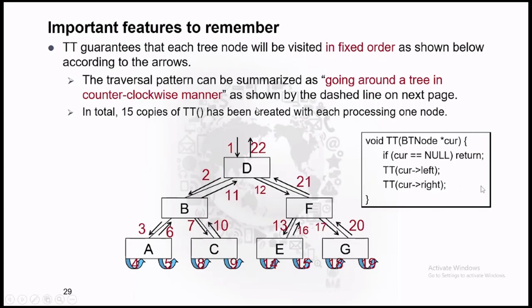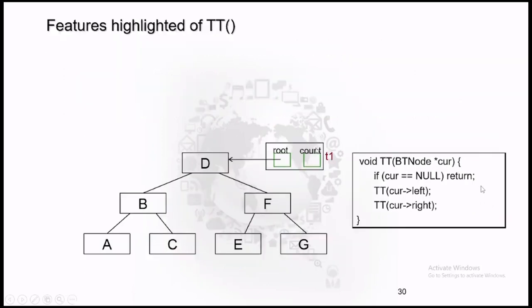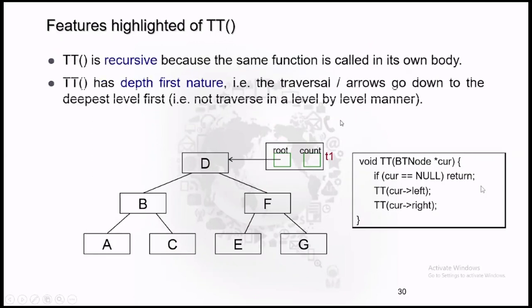So the traversal pattern, we can summarize, is in a counterclockwise manner, as shown over here. In total, 15 copies of TT have been created, each processing 1 node. To highlight, the TT function, the traversal function, is recursive because it calls the same function within its own body. This is just the concept.